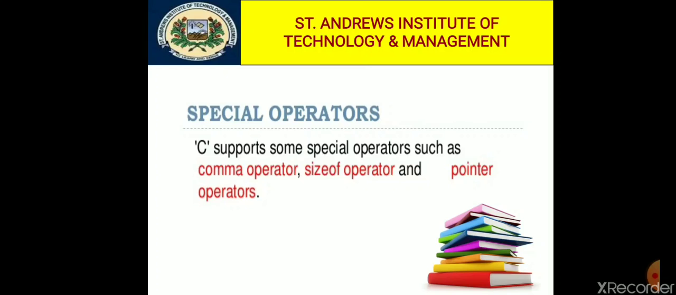The last one is pointer operator. This operator is used to store the address of a variable. In further chapters, units, slides, we will discuss pointers. So what is a pointer? A pointer is a variable which can store the address of another variable. So pointer is very important in our C language.